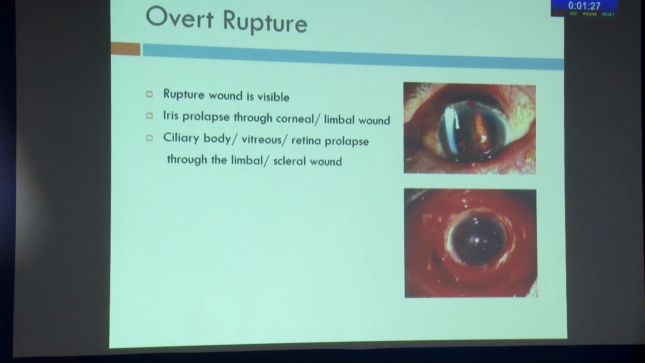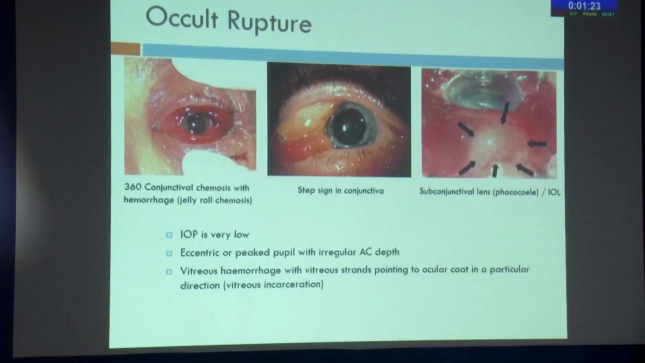So the rupture could be overt. You can actually see there's a rupture, there's a prolapse of the intraocular tissues. But there are cases where there is an occult rupture, and it is very important in an emergency to look for the signs of occult rupture, which are either the conjunctiva is very boggy or chemosed. There could be subluxation of the lens into the subconjunctival space. IOP could be low. The pupil could be eccentric or peaked. And there could be vitreous hemorrhage or vitreous strands pointing to the ocular coats, basically suggestive of vitreous incarceration.